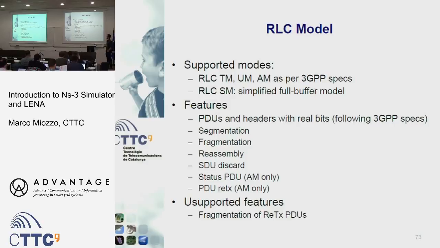radio performance. Of course, in acknowledged mode, we have segmentation and fragmentation of the packet. The PDUs have the actual headers with real bits, following 3GPP specs, so we can actually capture the packets and see in Wireshark what is happening. And of course, in acknowledged mode, we have the status PDU and the retransmission in case we need to retransmit. What is not supported is the fragmentation of the retransmission PDU, so it supports only one level of fragmentation.